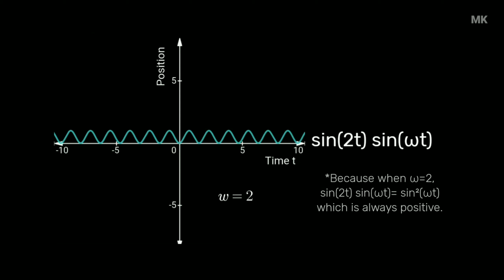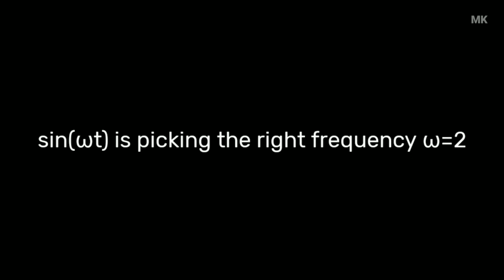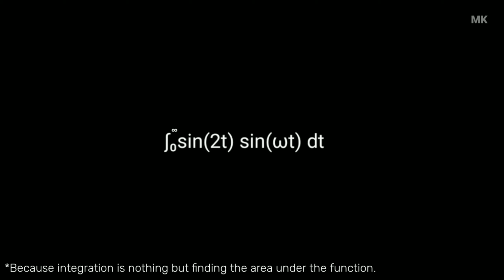Interesting, isn't it? So, what's happening here? Nothing. The function sine of omega t is simply picking the right frequency, that is 2 Hz. Now, if we write the same thing in mathematical form, it will be integration from 0 to infinity of sine of 2t multiplied by sine of omega t dt. Because we know that on integrating a function, we actually find the area under that function, right?